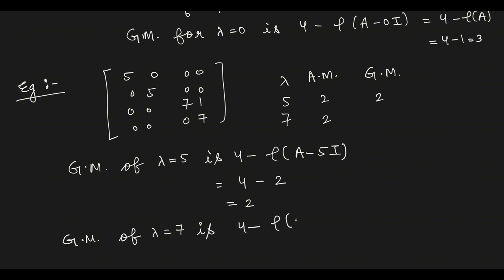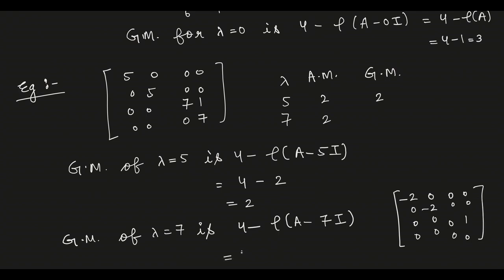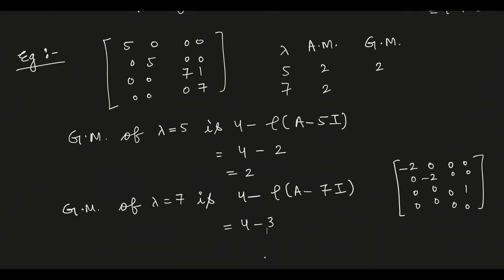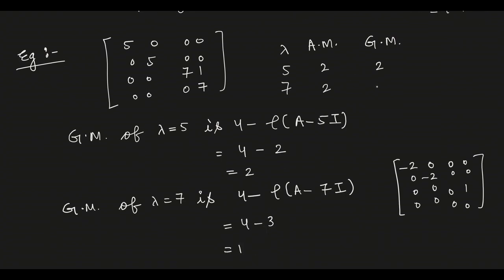4 minus rank of A minus 7I. Minus 2 0 0 0, minus 2 0 0 0 0 0 and 0 0. There are 3 non-zero rows, na? Yes, 3. So GM will be 1.